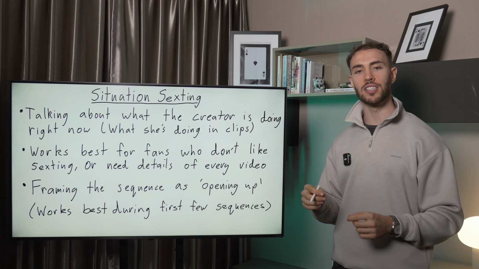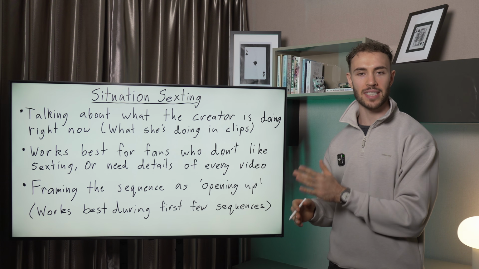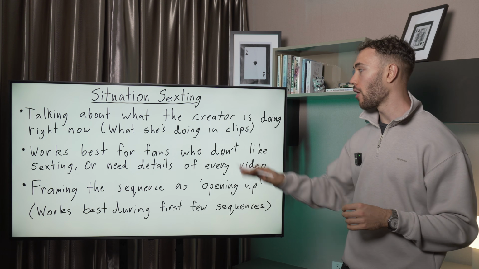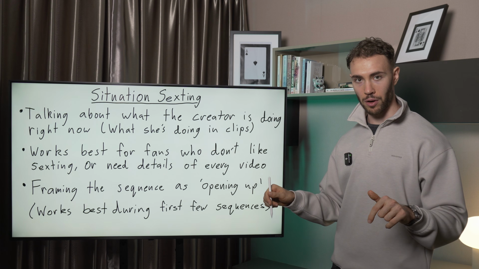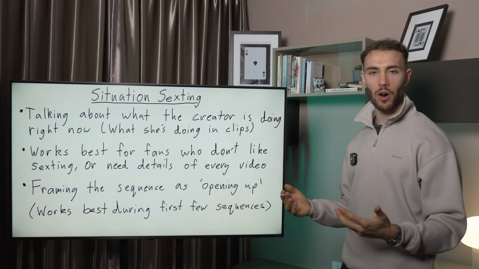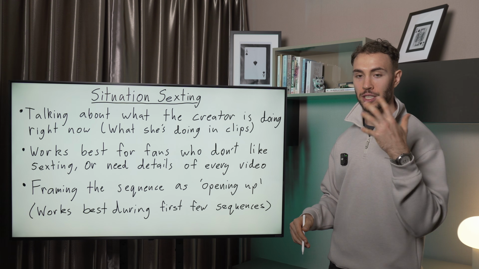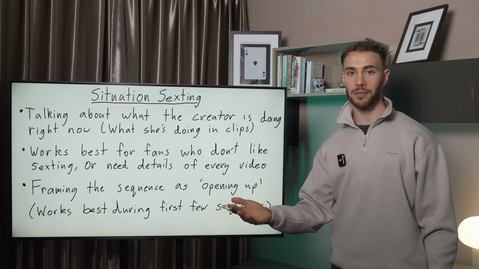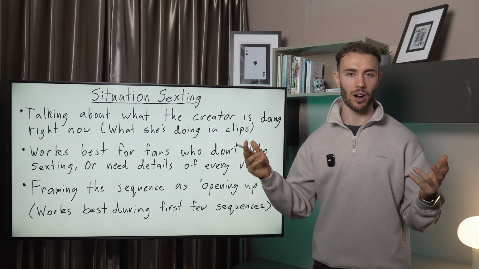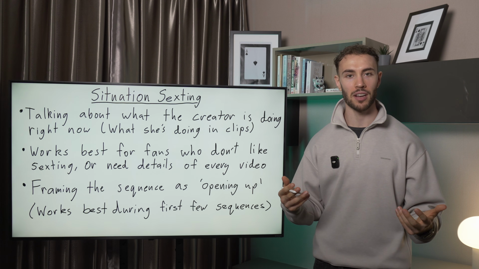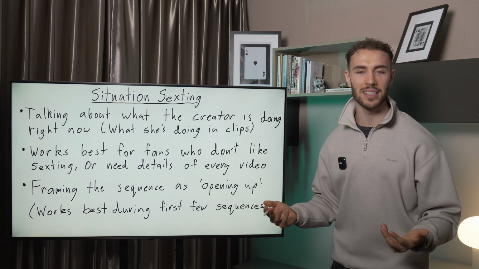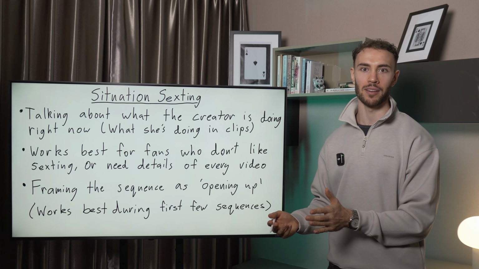This is more for subscribers that literally say they don't like sexting, talking about this hypothetical thing that will never happen. This is where you talk about what the creator is doing right now, so what she's doing in the videos. It's quite helpful for those fans that want to know exactly what happens in every single video because you get to hype it up first and then you sell it. The most common example of this is framing the sequence as opening up to the subscriber. The shy girl, I haven't done this very many times before, which can work pretty well for the first few sequences, but you can't sell 10 sequences to someone saying the exact same thing about opening up.